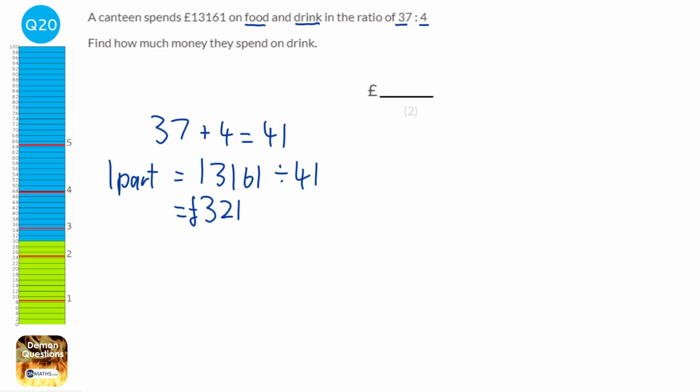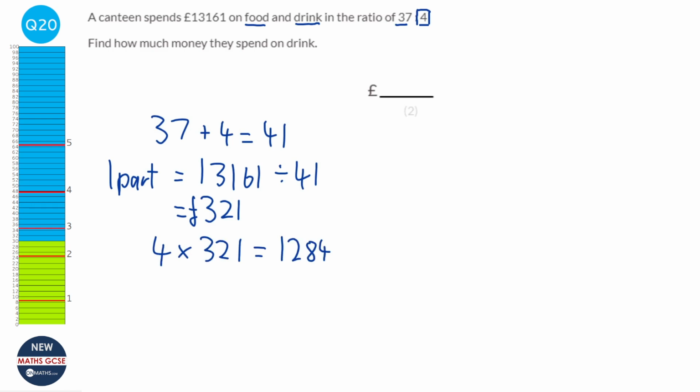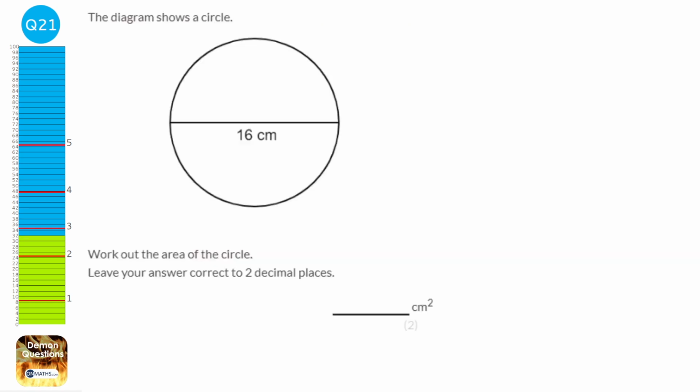Now if we look at how many piles drink had, well they had 4 piles, so we're going to just work out 4 lots of the 321, which is going to be 1,284. So they spent £1,284 on drink.